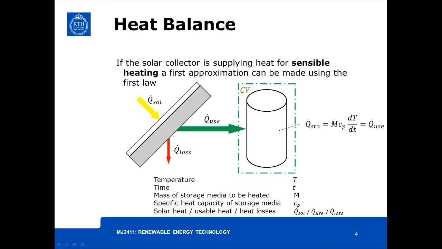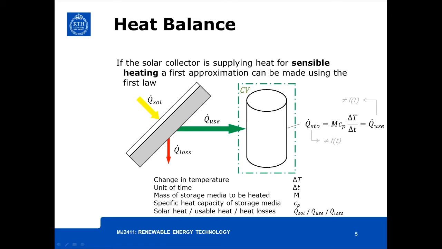If we now look at the energy which is stored within, or if we look at the rate of energy stored within the system, Q stored with a dot, equals mCp times dT over dt, which needs to be equal to the usable heat which we get out of the solar collector.